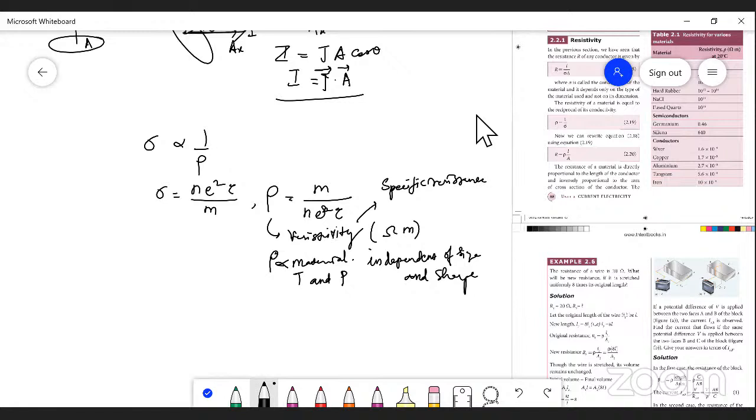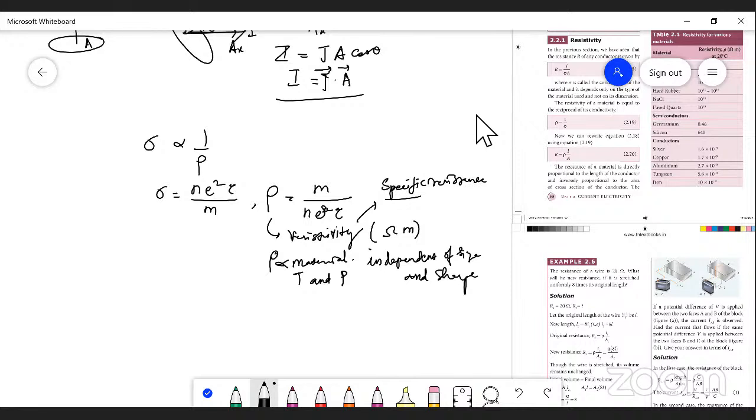Any physical quantity which is given a prefix specific must be a constant. If I say specific resistance or specific rotation or specific gravity, all these quantities are constant because it is specified. So it is applicable only for a specific data given. So specific resistance or resistivity, electrical resistivity, has the unit ohm meter and its expression is m by n e square tau. It depends upon the material of the wire. Also, it depends upon the temperature and the pressure conditions, but it is independent of the size and shape of the conductor.